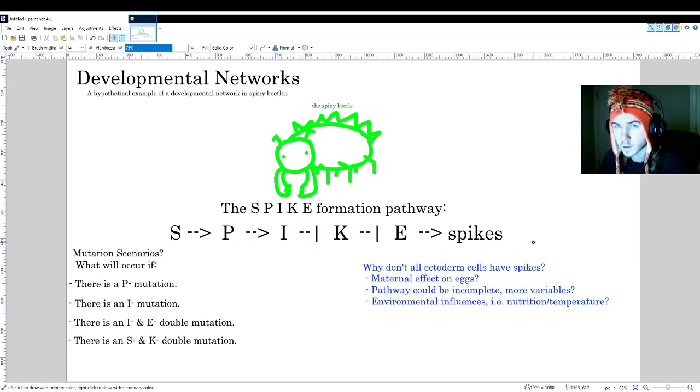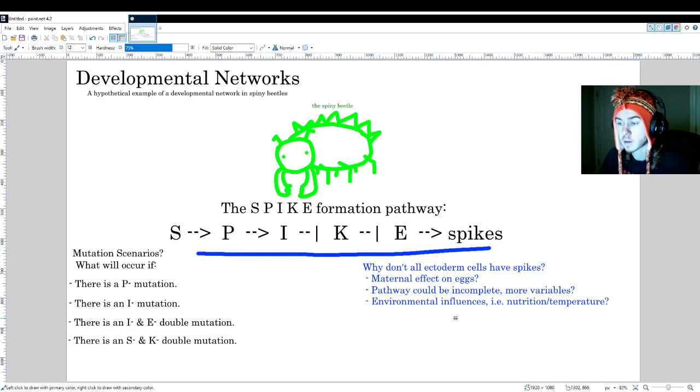So some questions. Why don't all ectoderm cells have spikes in them? Because we have observed in this organism that not every single ectoderm cell has a spike. Well, there could be a maternal effect that occurs when eggs are created. We could have an incomplete pathway. Perhaps there's more to this pathway that we haven't seen yet, that we don't know about.